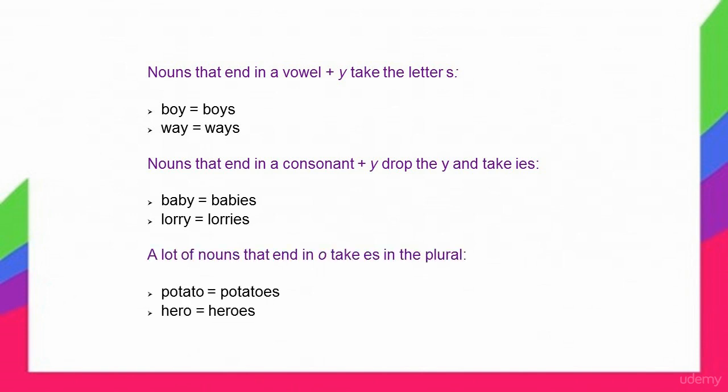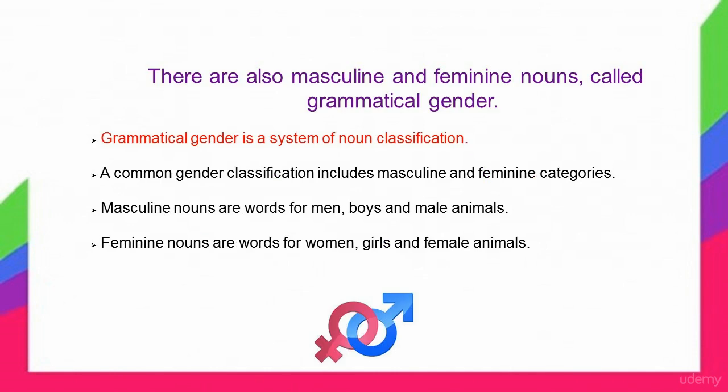A lot of nouns that end in o take es in the plural. More than one potato is potatoes. More than one hero is heroes. There are also masculine and feminine nouns called grammatical gender. Grammatical gender is a system of noun classification. A common gender classification includes masculine and feminine categories.